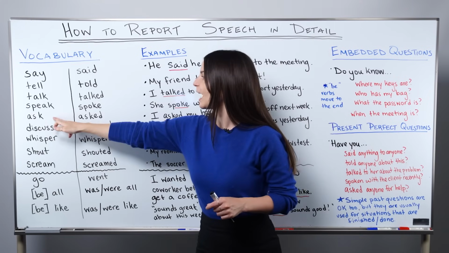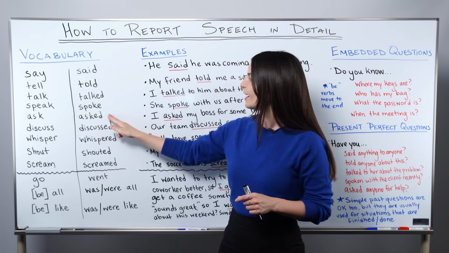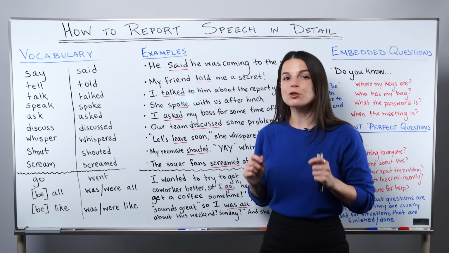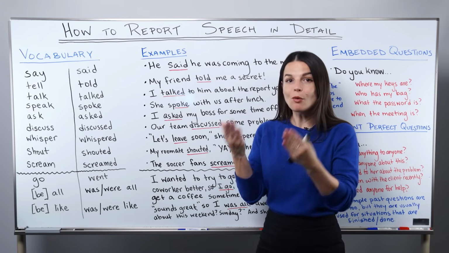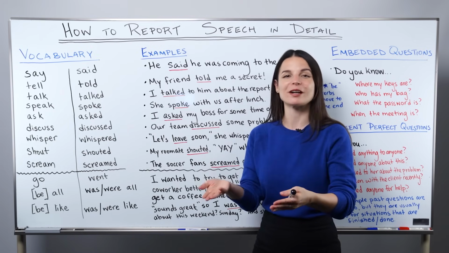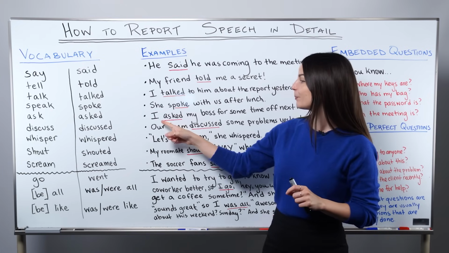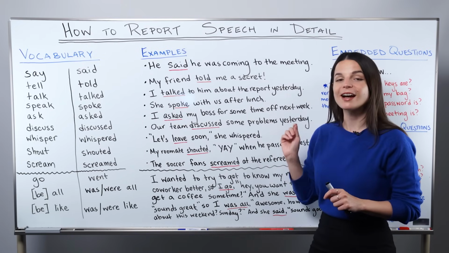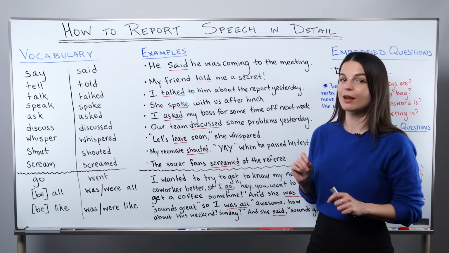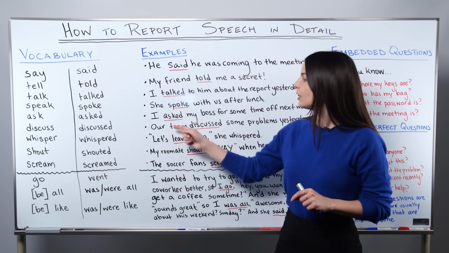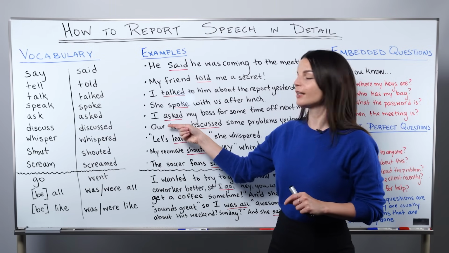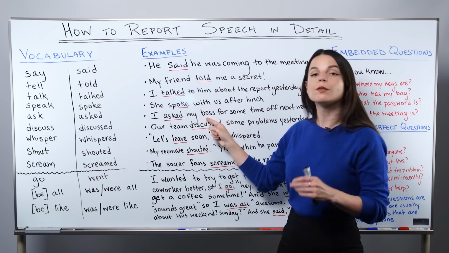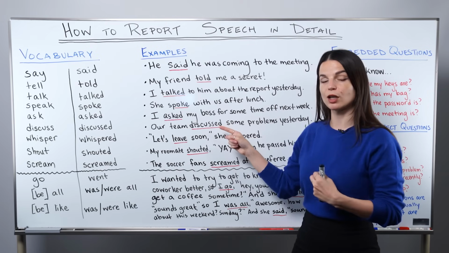The first one is ask, and the past tense form is asked. Okay, so we use this when we need to make a question or we need to report that we asked a question. So let's look at the example. I asked my boss for some time off next week. So here we have past tense asked, I asked, and after that is my boss in this case. So this is the person receiving the request.